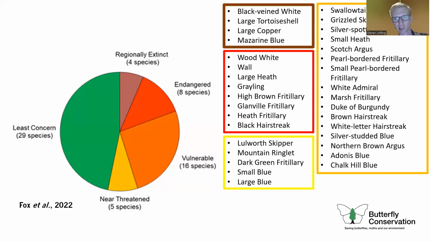It unfortunately gets a little bit scarier when you look at the latest research, so this is the 2022 Red List information, and if you look at the diagram, you can see that over 50% of UK species are of conservation concern. 4 already considered regionally extinct, 8 endangered, 16 vulnerable, and 5 near threatened, which just puts into perspective how much our nature in the UK is at risk.